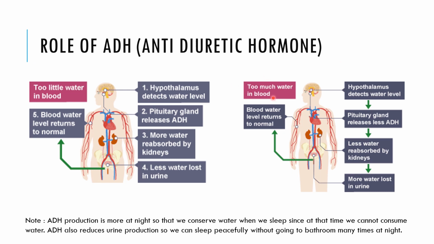When the blood has too much water, the hypothalamus again detects the water level. The pituitary gland releases less ADH. When ADH is less, the reabsorption of water by the kidneys is also less. In that case, the urine which is formed is more dilute and a lot of water gets released from the body, and thus the blood water level returns to normal.